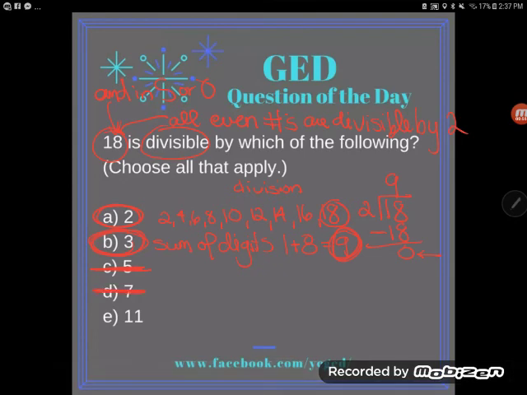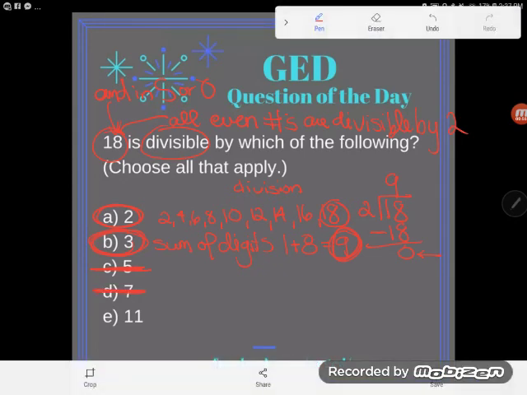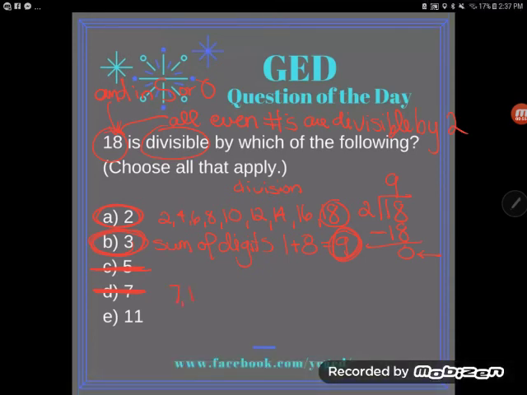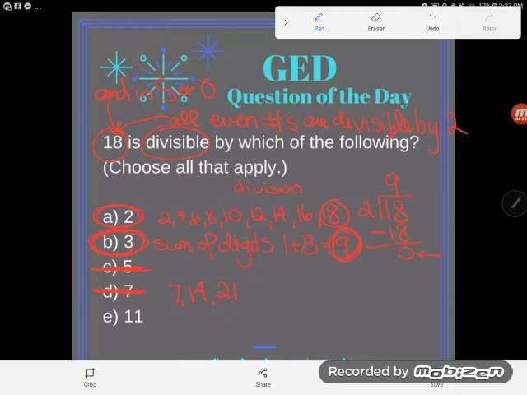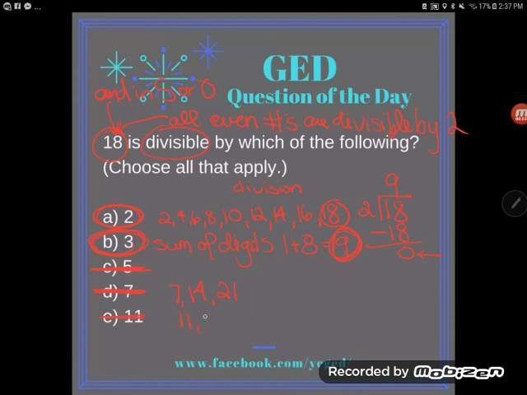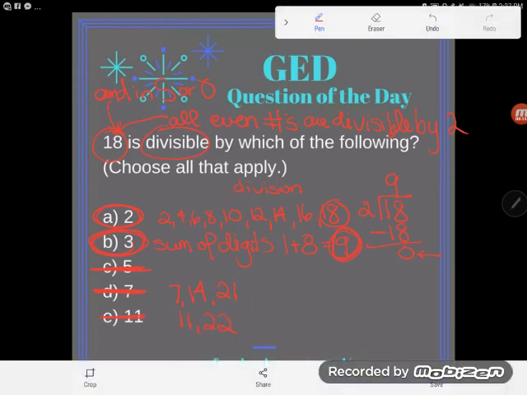I have my 7 times tables memorized because I find the divisibility trick for them is not super useful. And I know if I were to count by 7s, 7, 14, 21, I would go right past 18. 18 would not be on the times tables, so I won't count 7. Similarly with 11, if I were to count by 11s, I'd go right past 18. It's not on my 11 times tables, and so 18 is not divisible by 11.